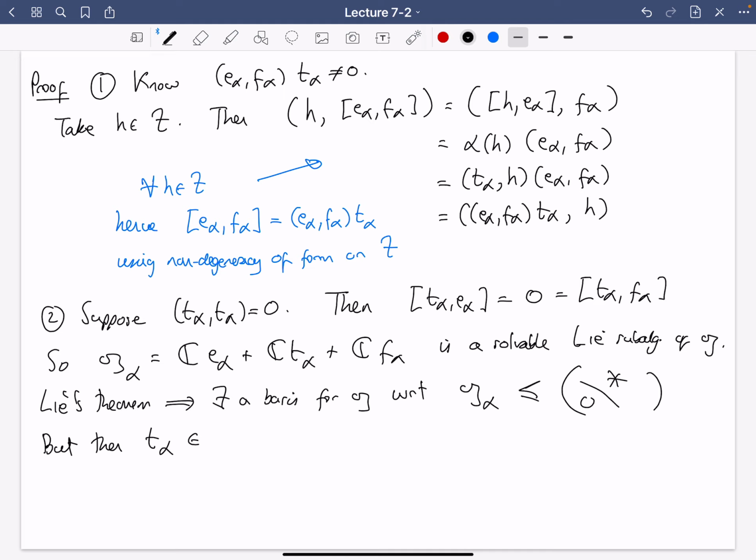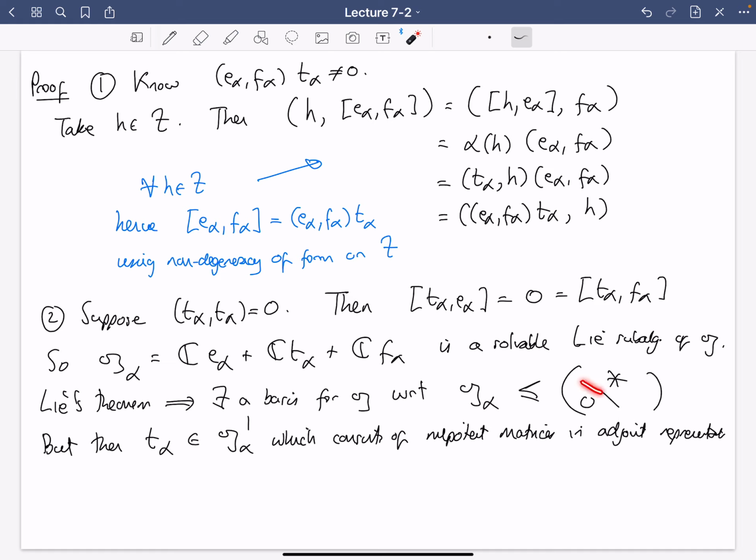This, being a commutator, sits inside the derived subalgebra. But the derived subalgebra consists of nilpotent matrices in the adjoint representation. So whereas G alpha could have non-zero entries on the diagonal, when I take commutators, I'm supported strictly above the diagonal.